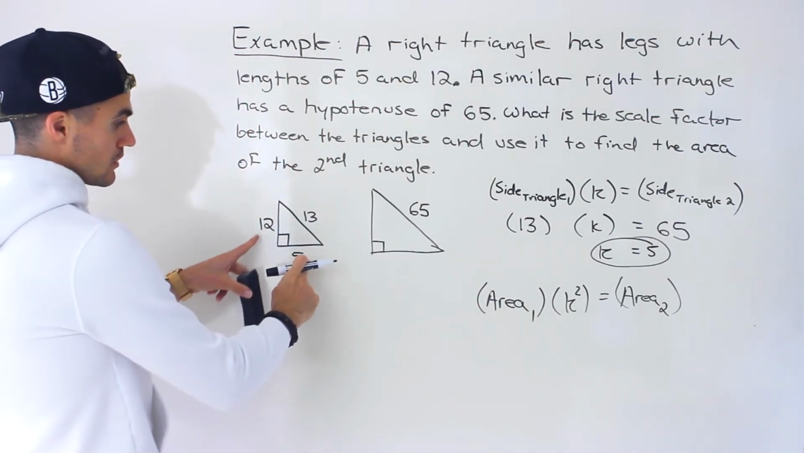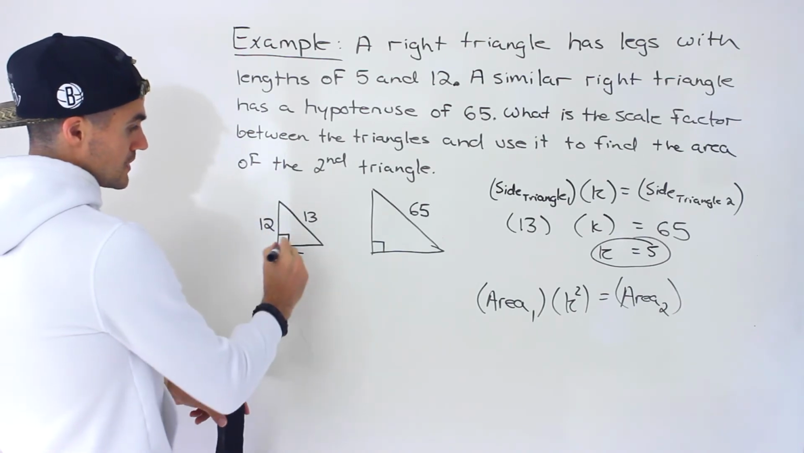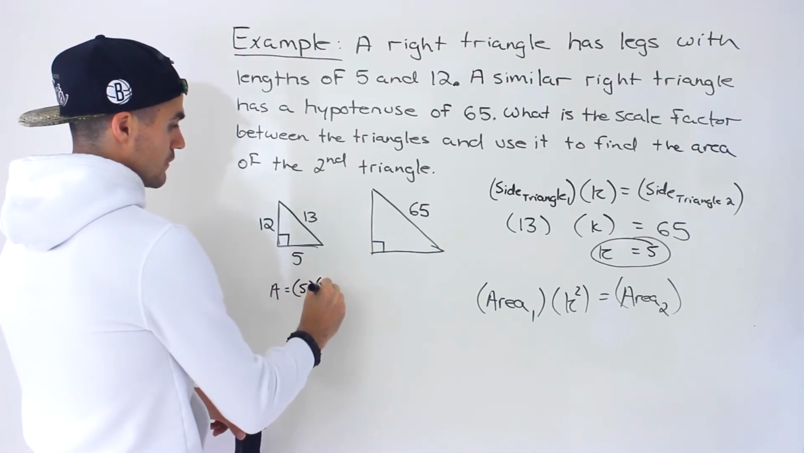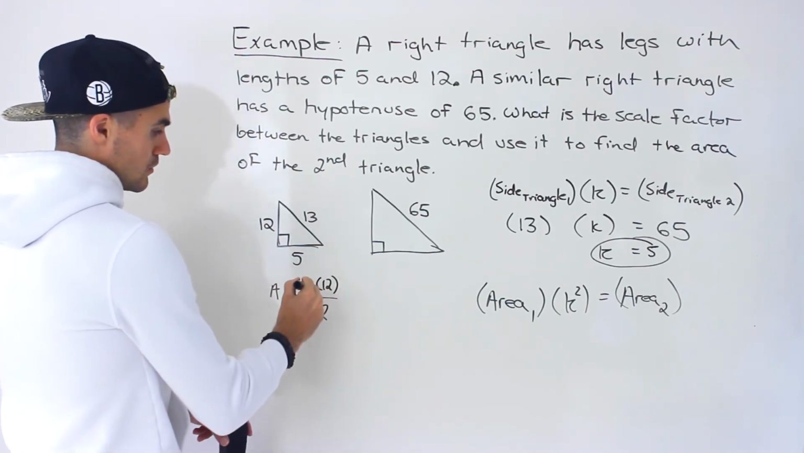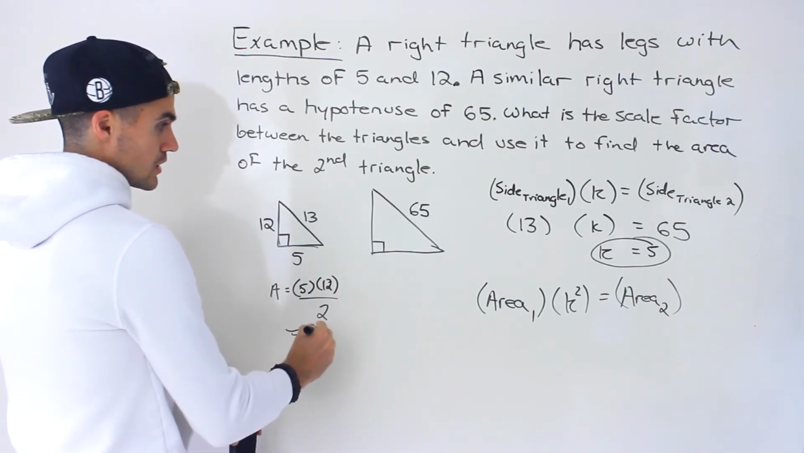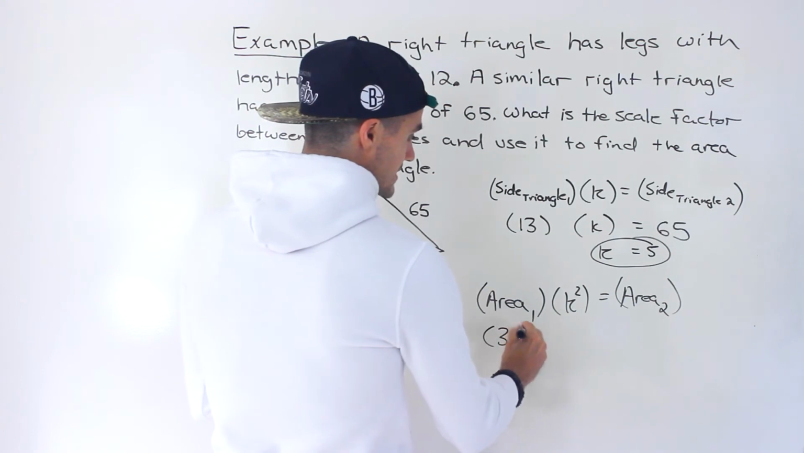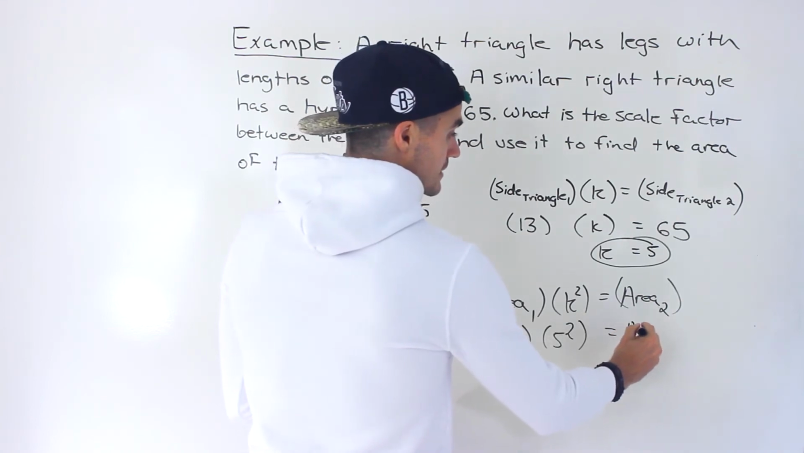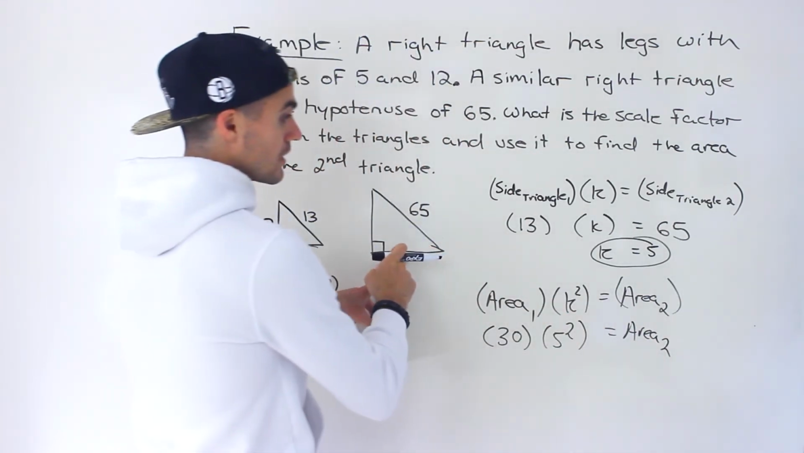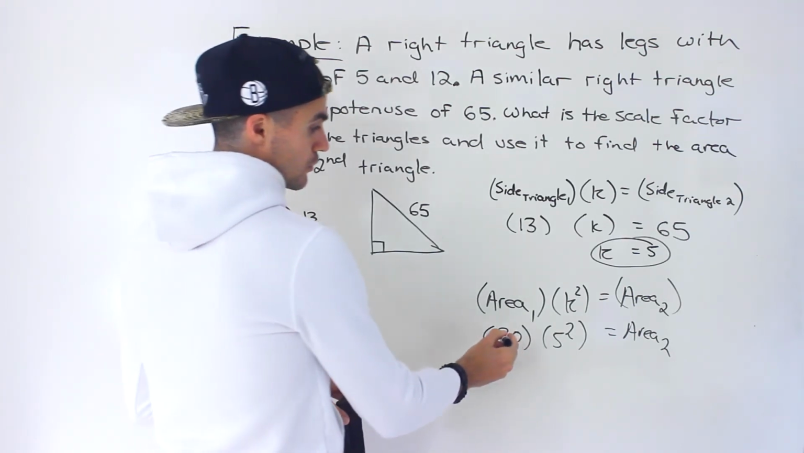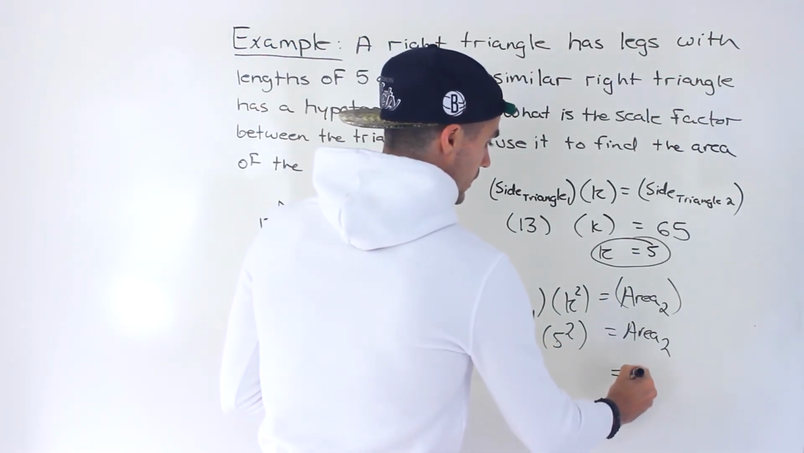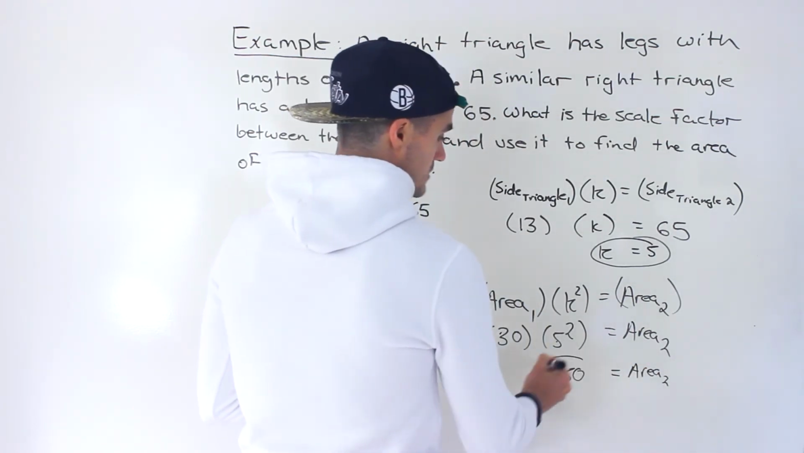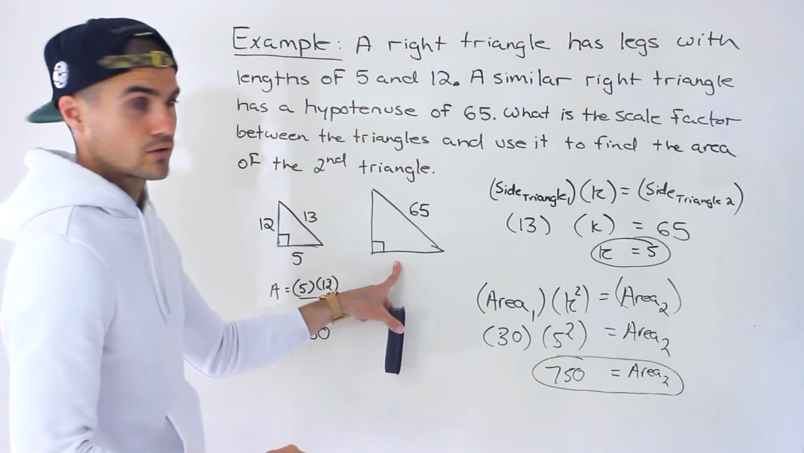And then notice that from this triangle, we can actually figure out what the area is because we have the base and the height. So the area of this triangle would be base times height divided by 2, right? So 12 times 5 is 60 divided by 2 would give us 30. And so we'd have this area times the scale factor to the power of 2, and that's going to give us that second area. That's going to give us the area of this triangle. So we'd end up having 30 times 25, which would give us 750, like that. So that's what the area of this triangle here would be.